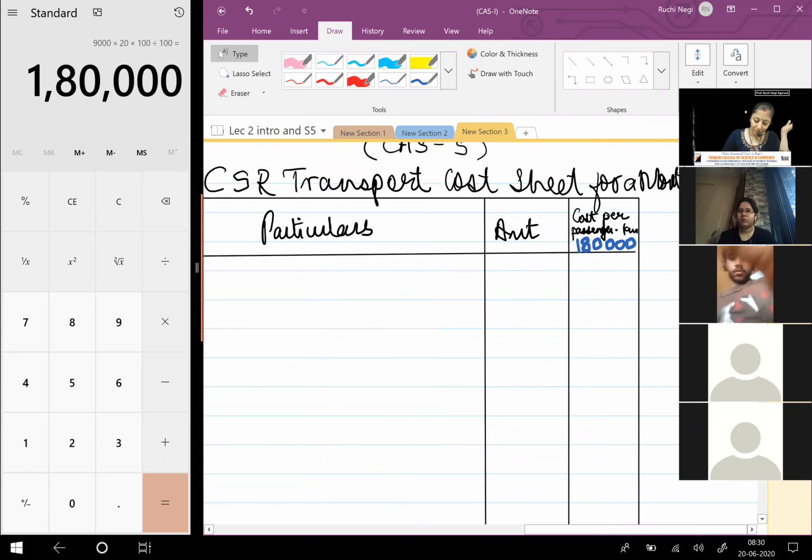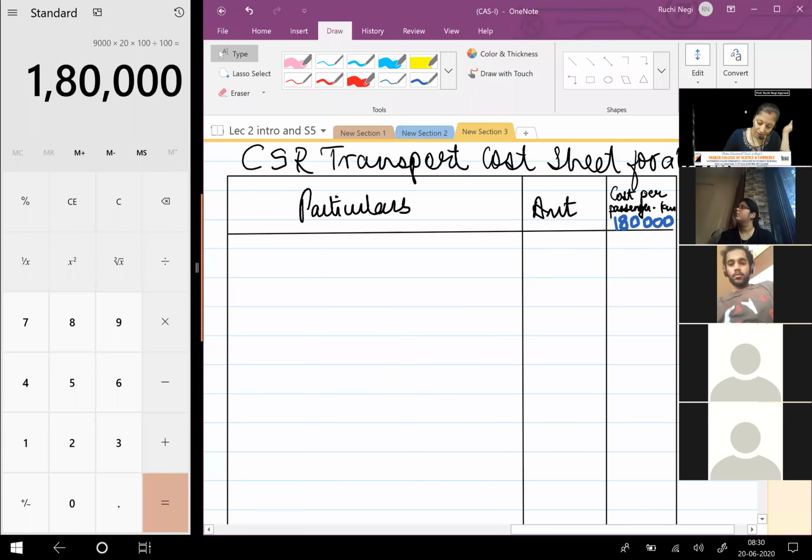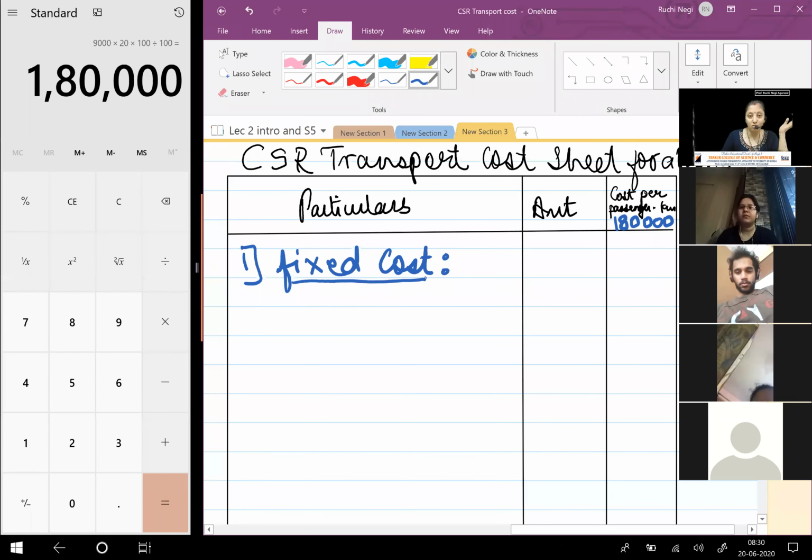Now start with fixed cost. Then simultaneously start giving your attendance also. Give your attendance in the chat box, and don't miss the sum also. Write the sum as well. I mean, copy down. Fixed cost. All greens are fixed cost, right?